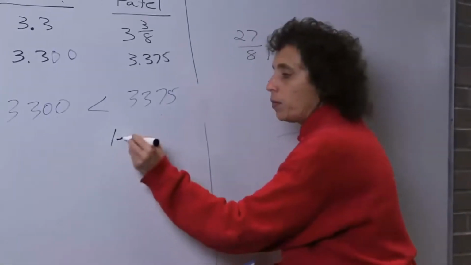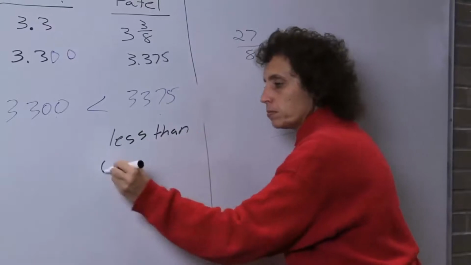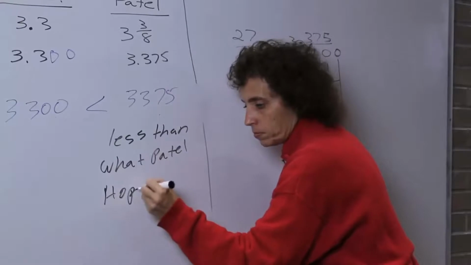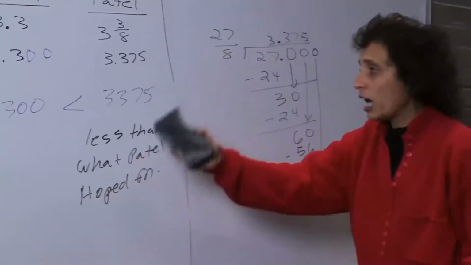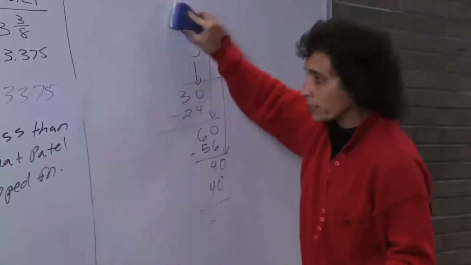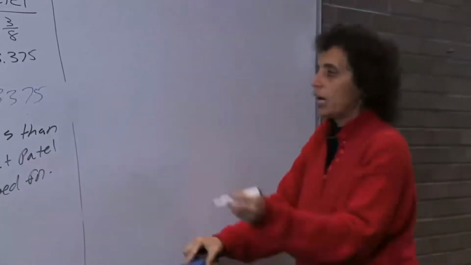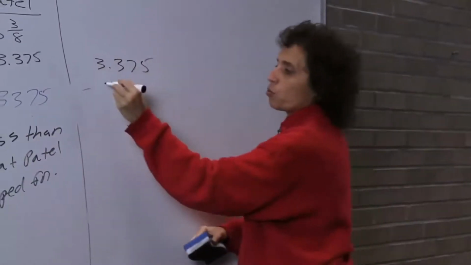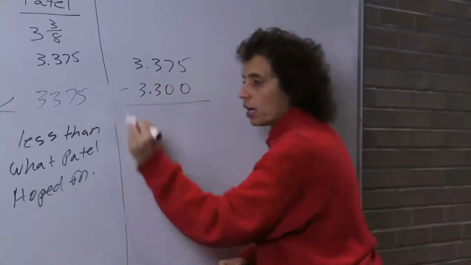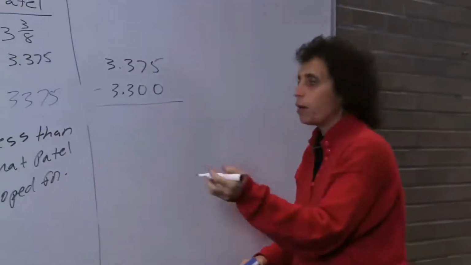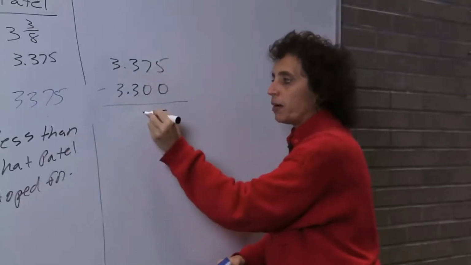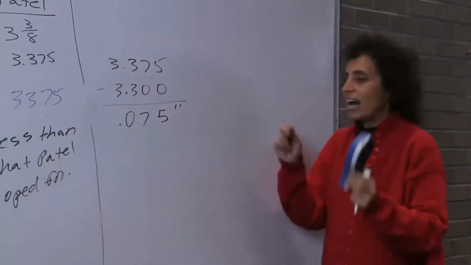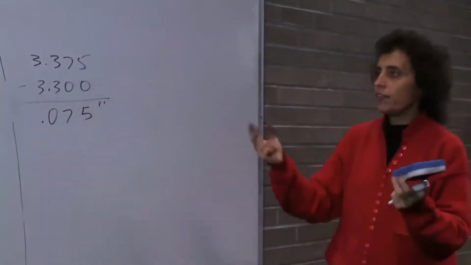But it wants to know by how much. By how much? How much of the difference? That means we're going to have to subtract. Remember to always put the bigger number on top. So 3.375 minus 3.3. I'm going to put the zeros in as a placeholder. Now we're just going to subtract. We're going to see by how much. 5 minus 0 is 5. 7 minus 0 is 7. This is 0. So by 75 thousandths of an inch. And that takes care of that problem.